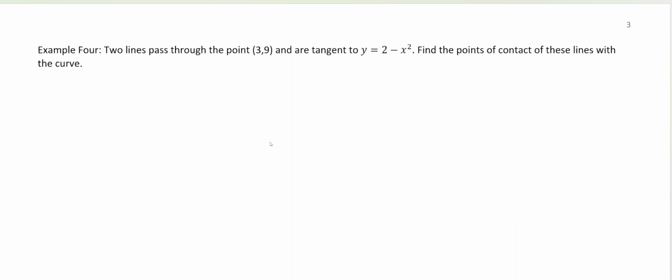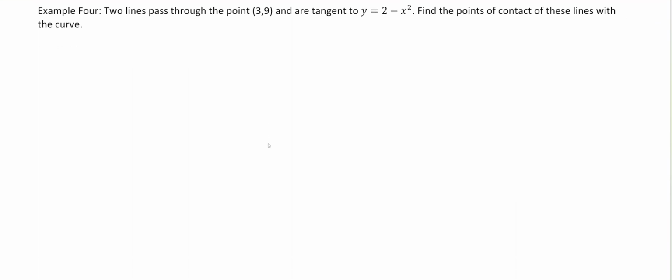We finished with example 4, and example 4 may be one of the more challenging examples. Two lines pass through the point 3, 9 and are tangent to this parabola. Now another way of writing this parabola is just this: y is equal to negative x squared plus 2. And you might think about your transformations. Well, what does this mean right here? This negative, that's a reflection in x. And this means that it's vertically shifted up 2.